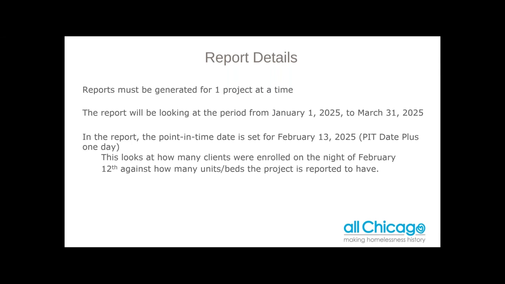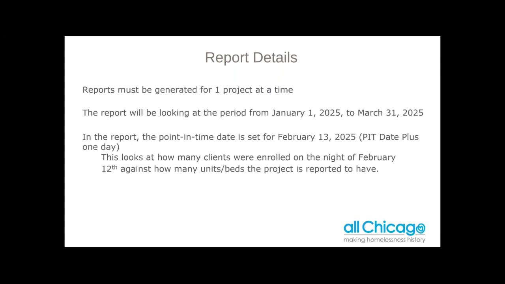The reports will be looking at the period from January 1st, 2025 to March 31st of 2025. Within the parameters of the report, it has the end date plus 1 day. So you're going to see it as going from January 1st, 2025 through April 1st of 2025, but it's not going to include any of the data that happened in April. It's going to truly stop on March 31st, but you are going to see that April date.